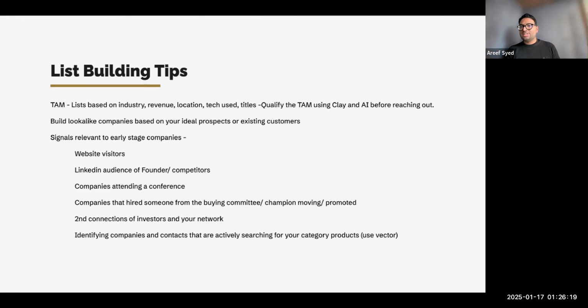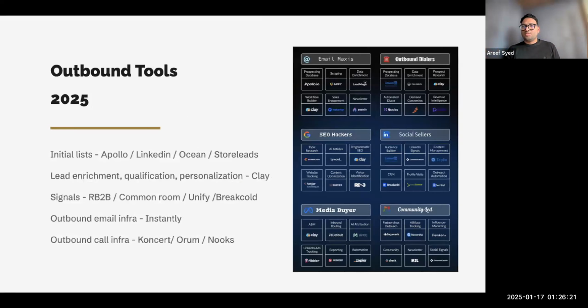So identify the signals that are relevant for you. You can go from there, and these are the tools that I would recommend in 2025. Initially, you use Apollo, LinkedIn, Ocean, and Store Leads if you are into e-commerce. Then lead enrichment, qualification, and personalization in Clay. Then for signals, you can do RB2B or Common Room, Unify, Breakcode. These are different tools that you can use for identifying signals.